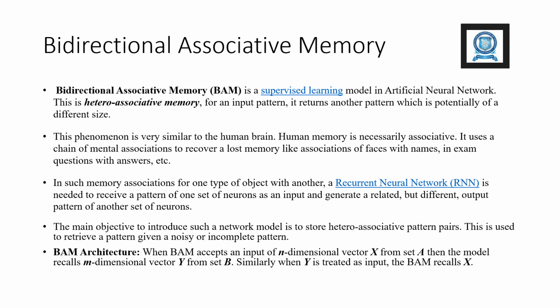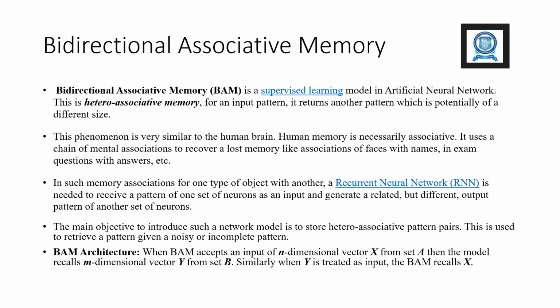It uses a chain of mental associations to recover a lost memory, like associations of faces with names, exam questions with answers, etc. In such memory associations, for one type of object with another, a recurrent neural network is needed to receive a pattern of one set of neurons as an input and generate a related but different output pattern of another set of neurons. The main objective of introducing such a network model is to store heteroassociative pattern pairs. This is used to retrieve a pattern given a noisy or incomplete pattern.